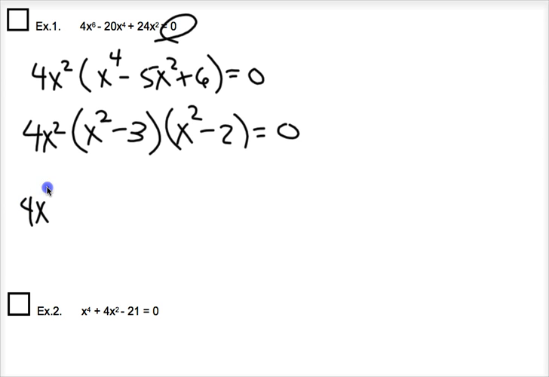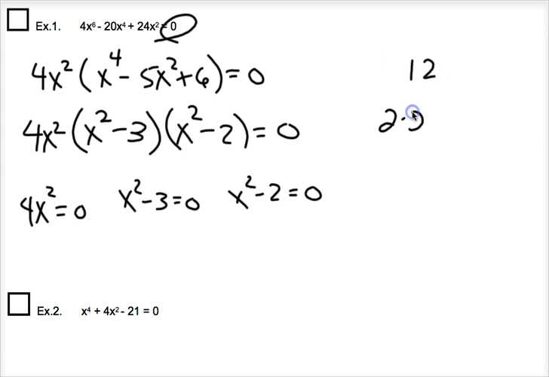So there's 3 terms here. There's 4x squared, I need that to be 0. There's x squared minus 3, that's 0. So there's 3 factors. Those are my first 2. My third factor is x squared minus 2 equals 0. You know, when I say factors, like if I say factor 12, you turn that into 2 times 2 times 3. 2 times 2 is 4, 4 times 3 is 12. Those are the factors of 12. These are the factors of my polynomial here. 4x squared times x squared minus 3 times x squared minus 2. So that's why I call them factors.